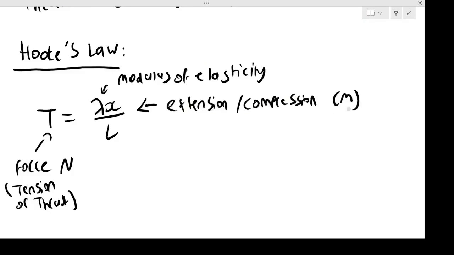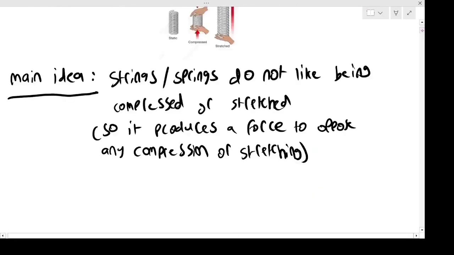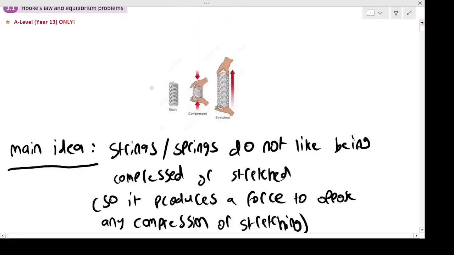And then L is what we call the natural length of the string. That is basically the length of the string normally, when no force acts on the string, so it's like the original length. And that's again going to be in meters. For example, if we have a look at this top diagram, when it's static, so when there are no forces acting on a spring or string, this is what we call the natural length. That's all that means.